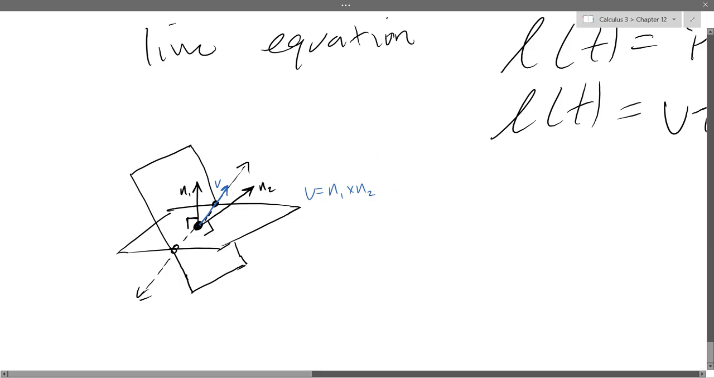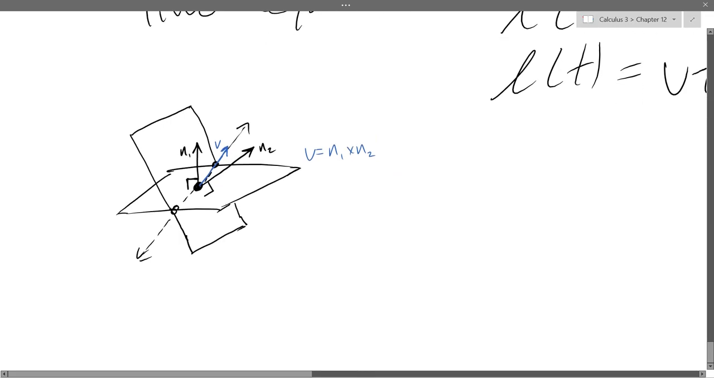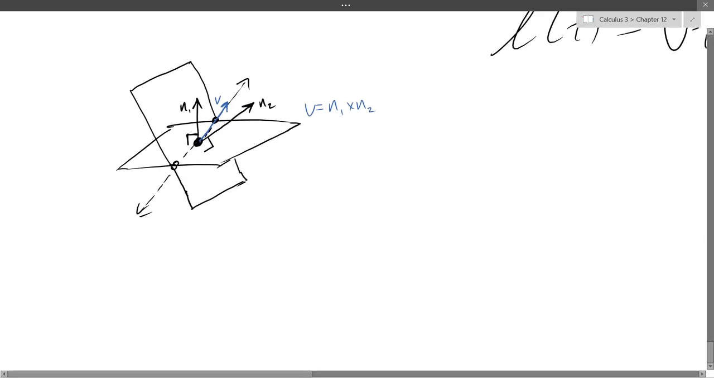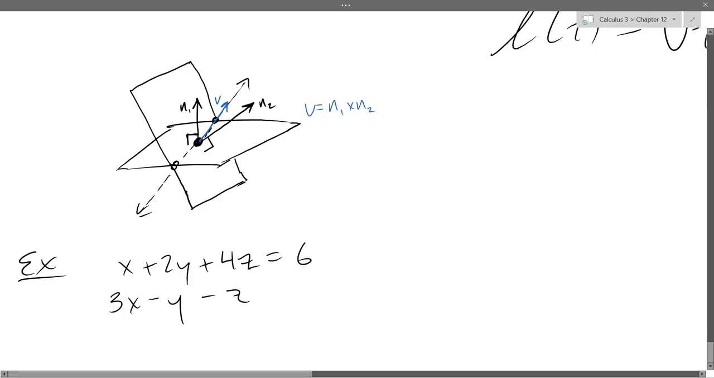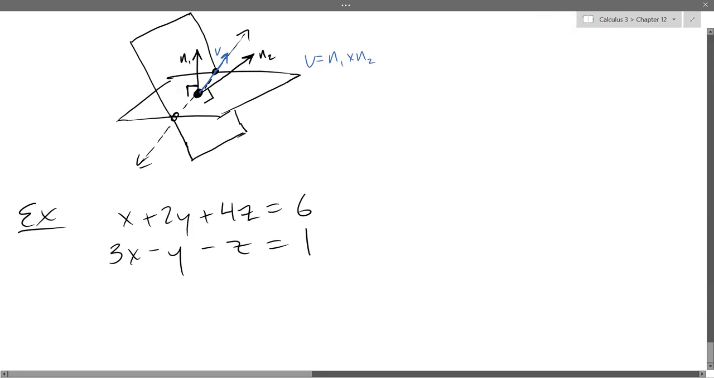So I don't think that doing more cross products is necessarily a good idea right now, but let's look at how to take two planes and intersect them and get a point easily. So I'm going to pick two non-parallel planes. We'll go x plus 2y plus 4z equals 6, and 3x minus y minus z equals 1. Parallel or not parallel planes?